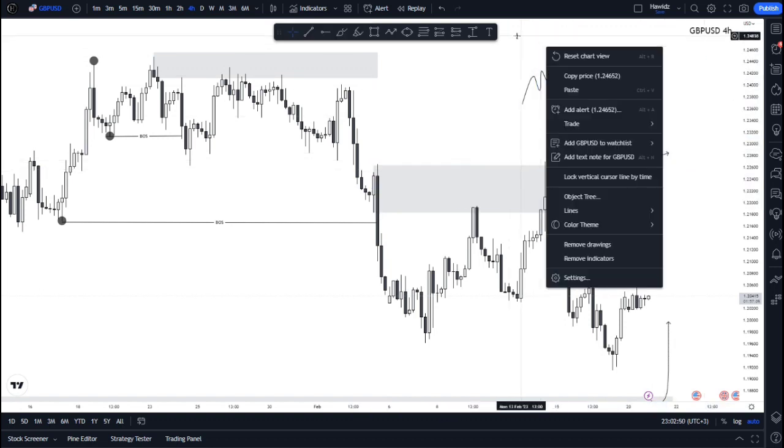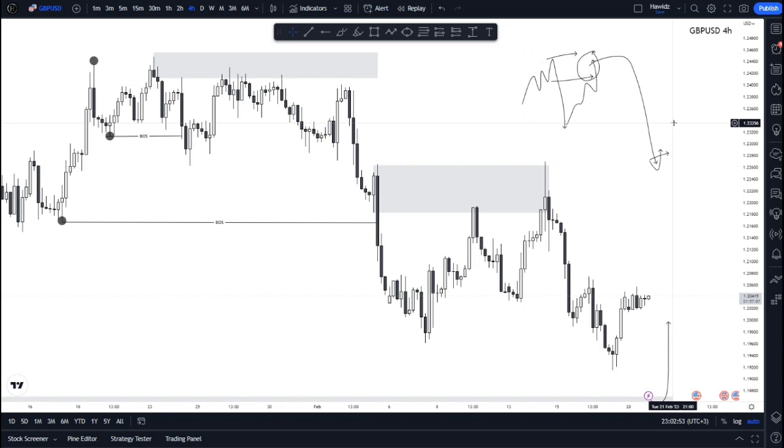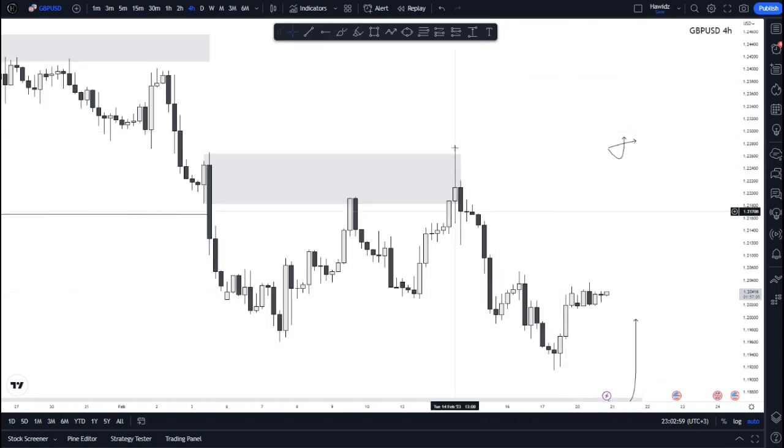Now let me just remove these. Okay, let me try again. Boom. Okay, so price from here just comes up, goes a little bit above with only a wick, and we know that as absorption or just a simple liquidity grab by smart money.